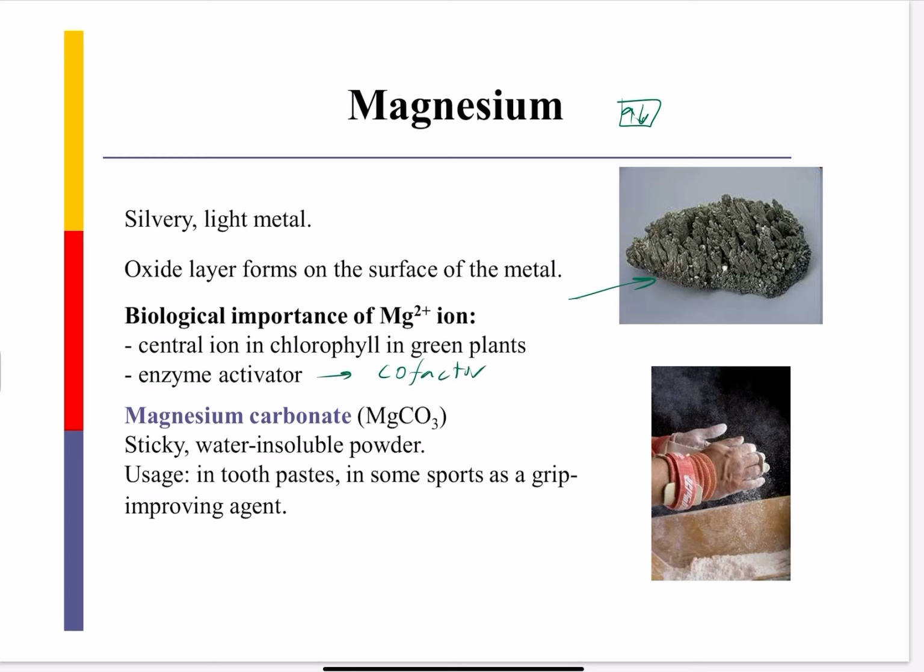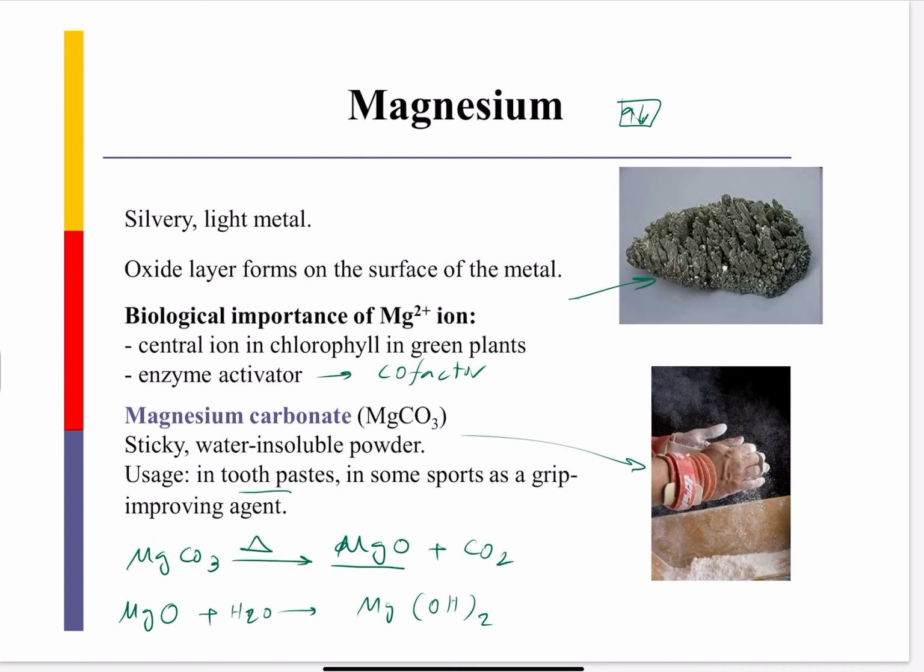And also we have magnesium carbonate. This is a sticky, water-soluble powder. We usually use it in sports, for example in bodybuilding, as a grip-improving agent for holding things. Also, if we heat magnesium carbonate, it can produce magnesium oxide and carbon dioxide. Magnesium oxide easily reacts with water and produces magnesium hydroxide, which is a strong base.